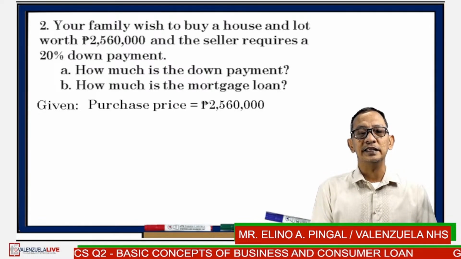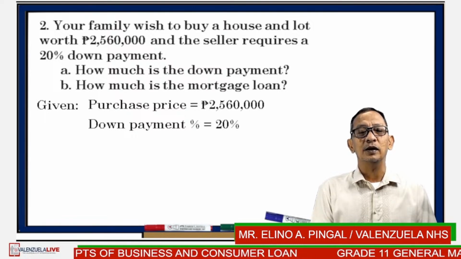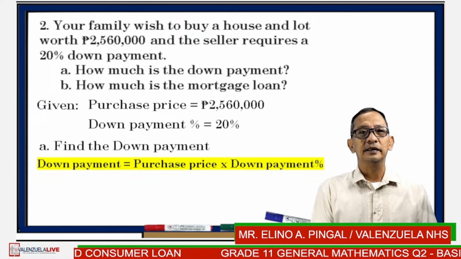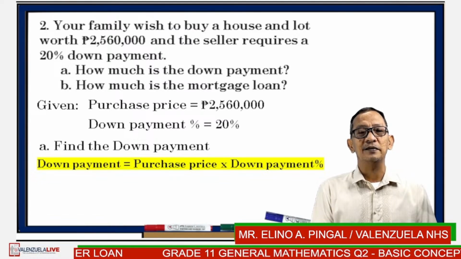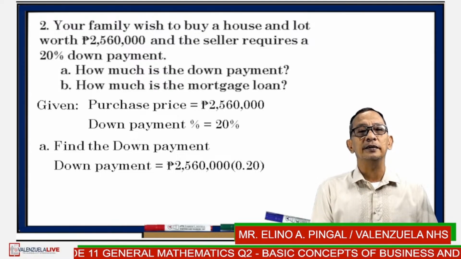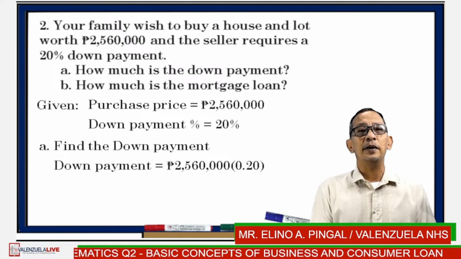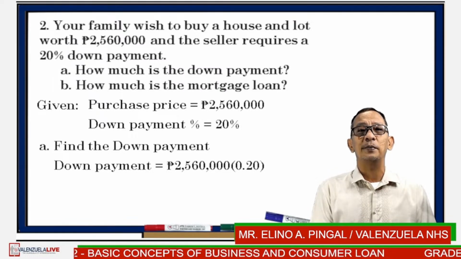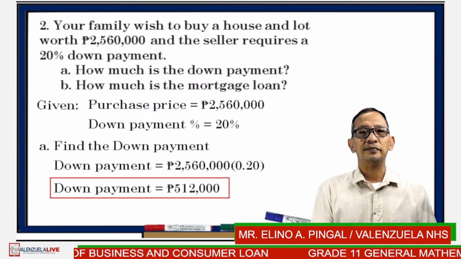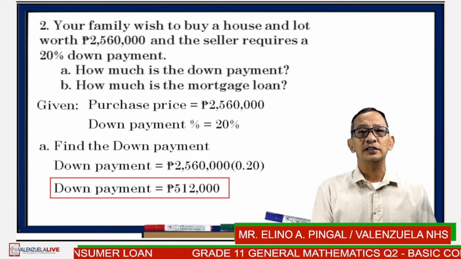Given: purchase price is 2,560,000. Down payment percent is equal to 20%. Find the down payment. Down payment is equal to purchase price times the down payment percentage. Substituting the given values, we have the down payment equivalent to 2,560,000 times 0.20. And so the down payment is equivalent to 512,000 pesos.